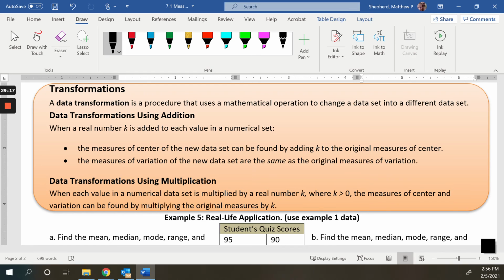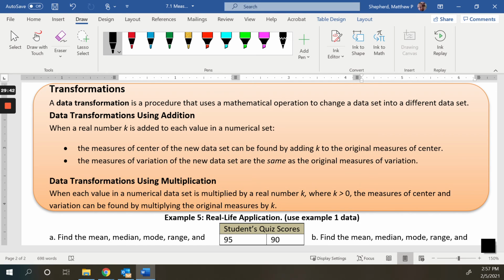So there are certain things that may happen to a data set that you may need to do. So let's give an example of a teacher gave a ridiculously difficult test. Everybody failed it. And so the teacher now wants to improve grades by saying, all right, I'm going to add 20 points to everybody's grades.